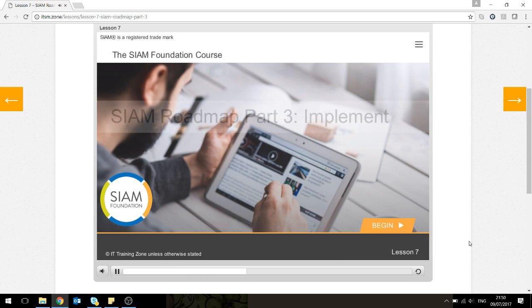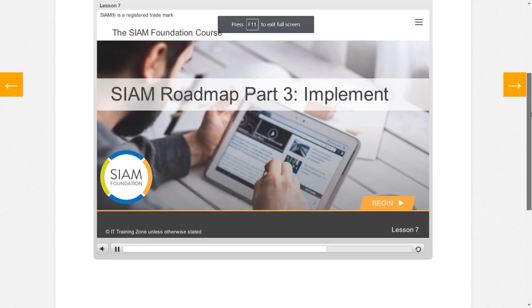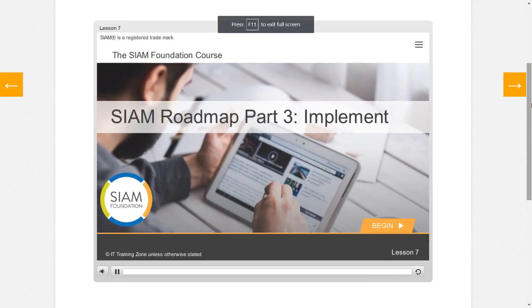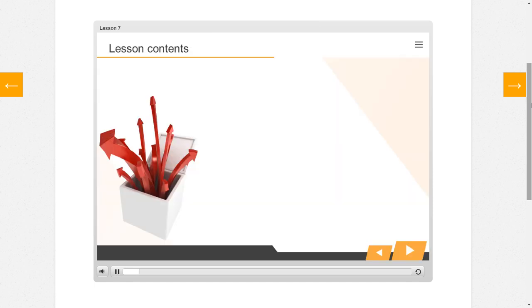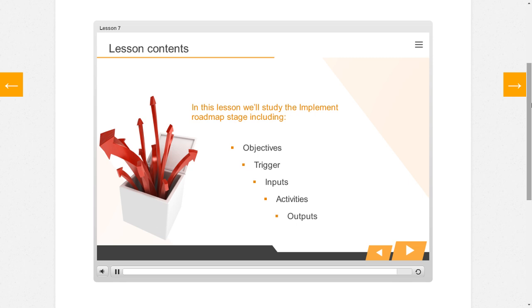Lesson 7, SIAM Roadmap, Part 3, Implement. Welcome to Lesson 7. In this lesson, we'll look at the third SIAM Roadmap stage, Implement. We'll study objectives, trigger, inputs, activities, outputs.